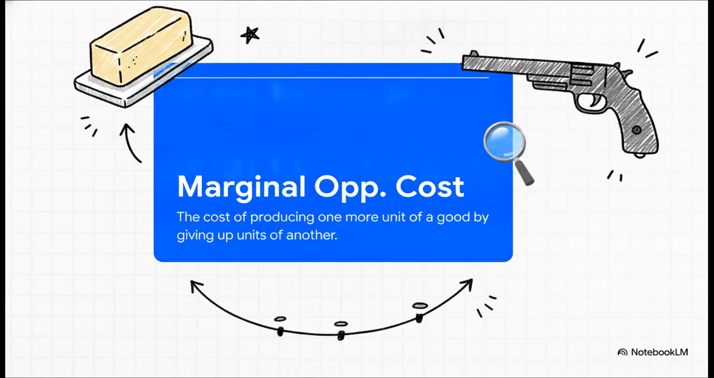In the economics world, we call that inevitable loss the marginal opportunity cost. It's specifically defined as the cost of producing one more unit of a good by giving up units of another. If our society decides it wants more butter to feed its people, it strictly requires sacrificing the production of guns. There's no way around it.